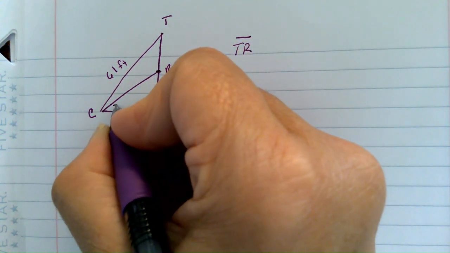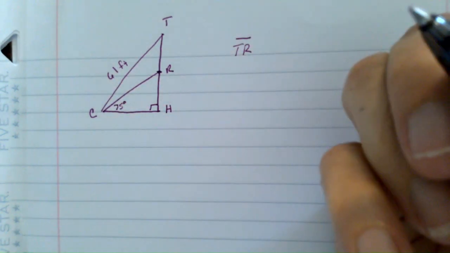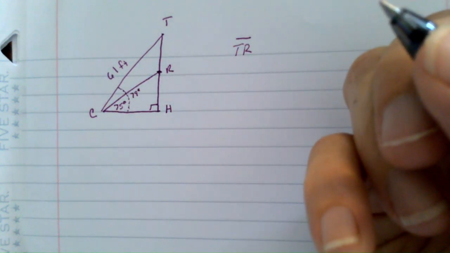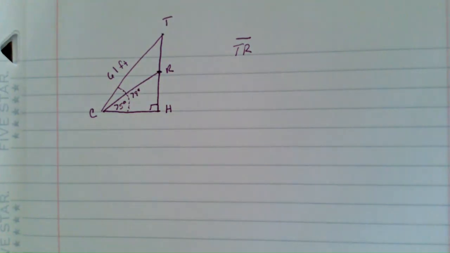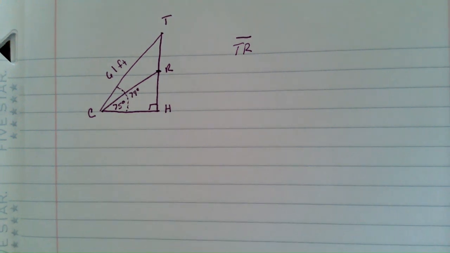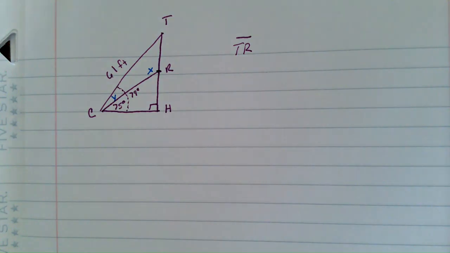But you notice that you had to look up 75 degrees to look at the top of the mountain peak. And you had to look up 79 degrees here. And that would be for the whole thing. So I'm going to call this Y, and I'm going to call this X. And I have a reason for that.